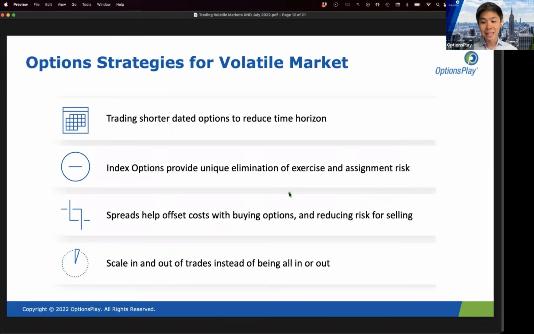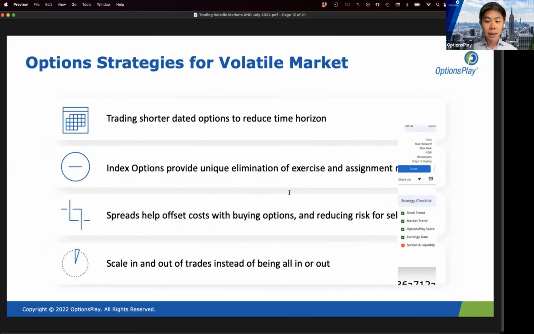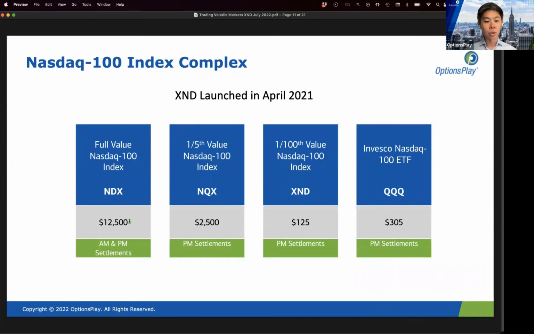And that's why they created XND. XND is the same product as the Nasdaq-100, but it is 1/100th the value. So instead of $12,500, it is now $125. You multiply that by 100, and what you get is a $12,000 contract. So think about stocks that trade 100, 120 bucks. That's really where you're going to be able to use this as an index for more retail focused trading. So you can trade in much smaller size.